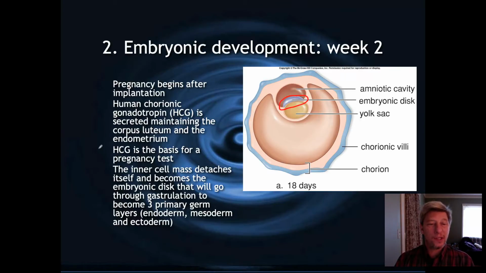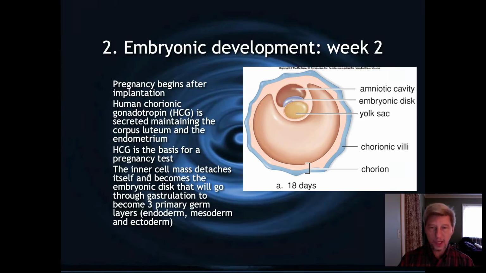HCG, by the way, is the basis for most market-based pregnancy tests, the ones where the mom pees on the stick and it says positive or negative. That's what they're looking for.